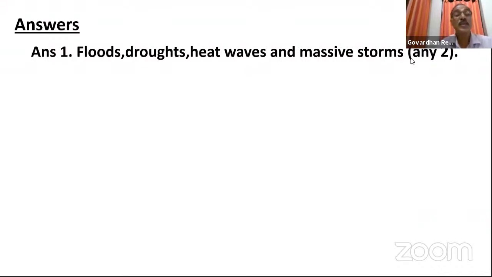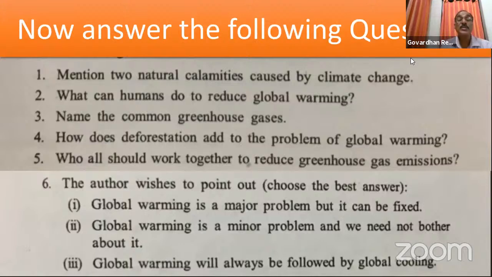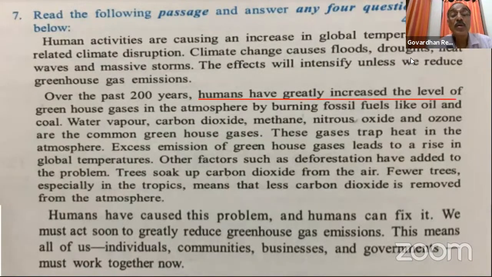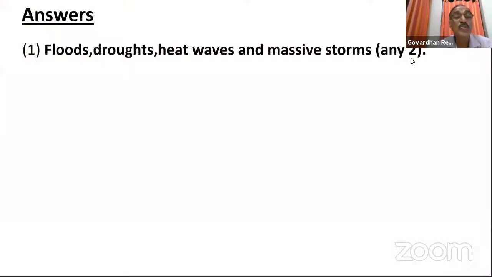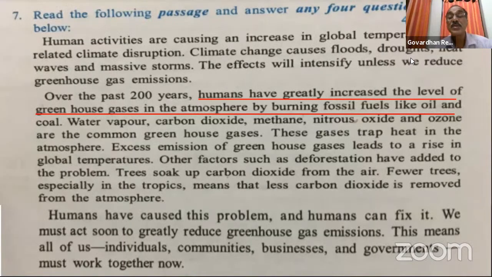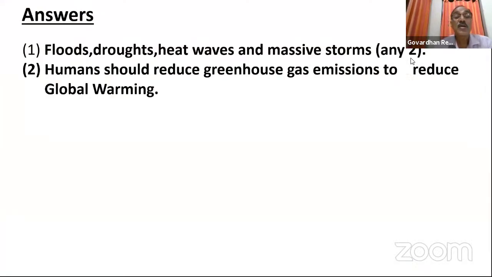Next, coming to the next question. What can humans do to reduce global warming? What can we do to reduce the global warming? Humans have greatly increased the level of greenhouse gases in the atmosphere by burning fossil fuels like oil and coal. So if we reduce the use of this, then we can. So humans should reduce the greenhouse gas emissions to reduce global warming. In order to reduce greenhouse gas emissions, you'll have to reduce the use of such fuels.